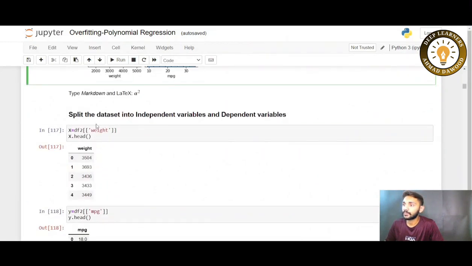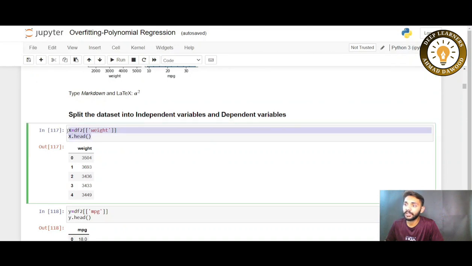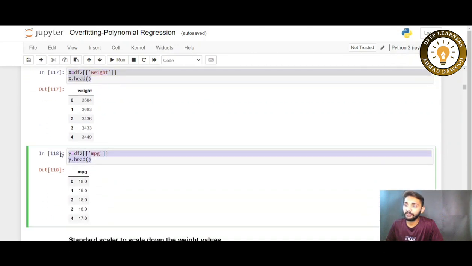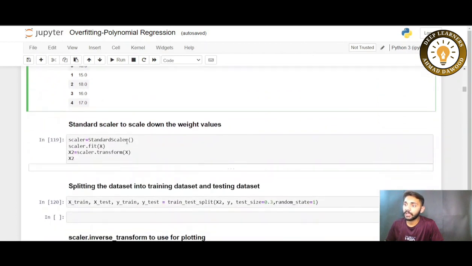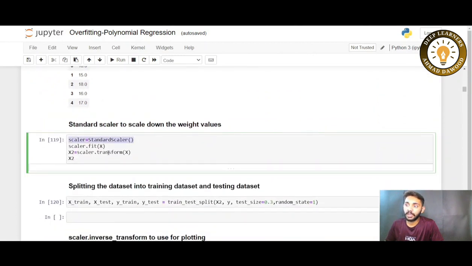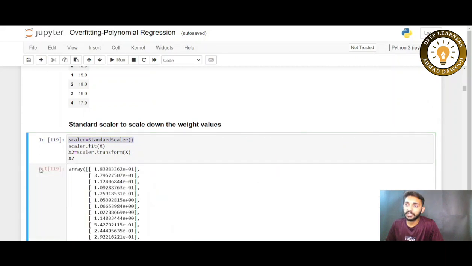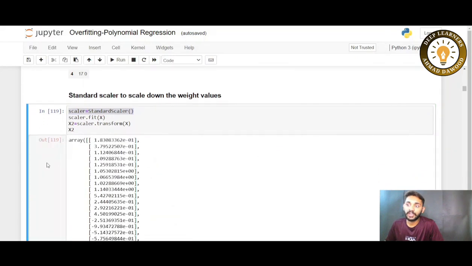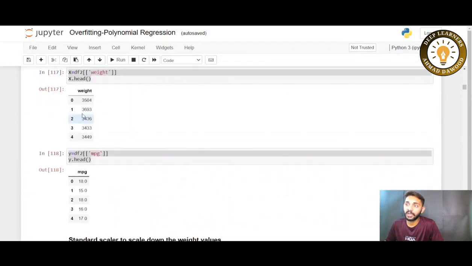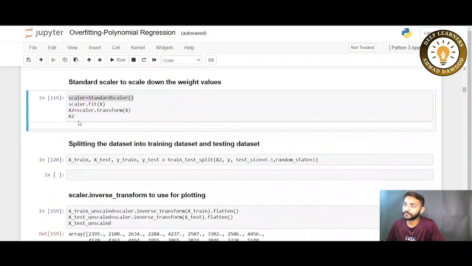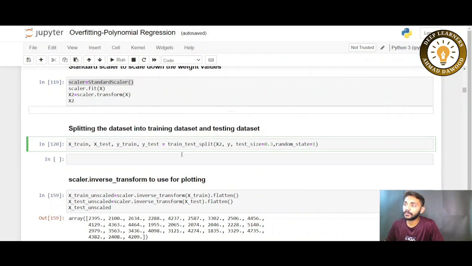Then I will split my data set into independent variable x and dependent variable y. Then I have used the standard scaler, and I have explained the purpose. The purpose is just to scale down the values because the values in the weight are very high, in the form of thousands. Then I am splitting x and y. It is x2 and y, where x2 is just after the standard scaler. So I am splitting my data set into x train, x test, y train, y test.